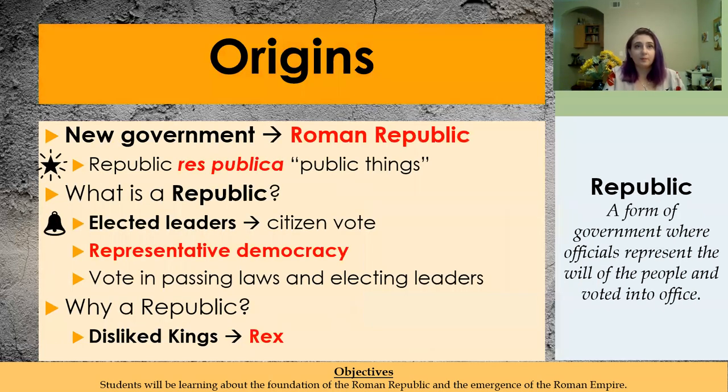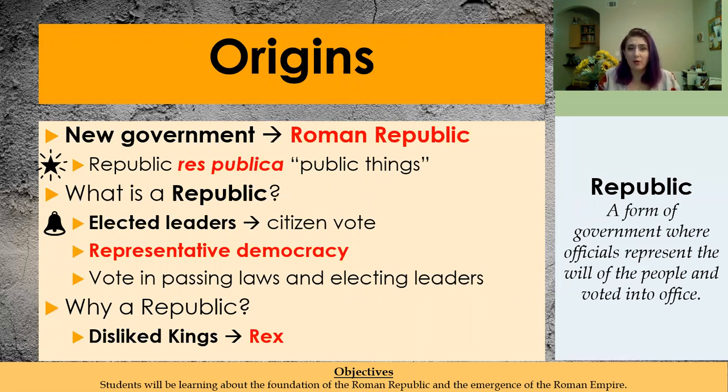So for the origins of the Roman Republic, first off, they developed a new type of government, a republic, and republic means res publica in Latin, which means public things. So what exactly is a republic? Well, a republic is very similar to a democracy. It's elective leadership with a citizen vote. However, instead of electing yourself, you would elect representatives who would be in charge of voting on your behalf. These representatives would vote in passing laws and electing leaders.